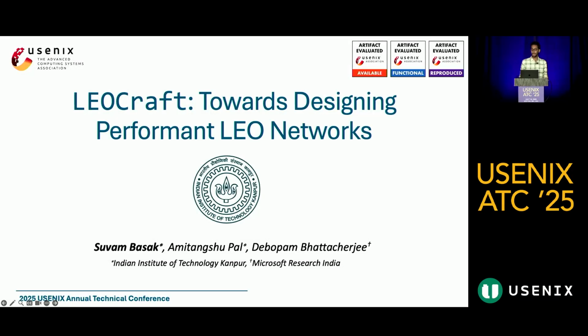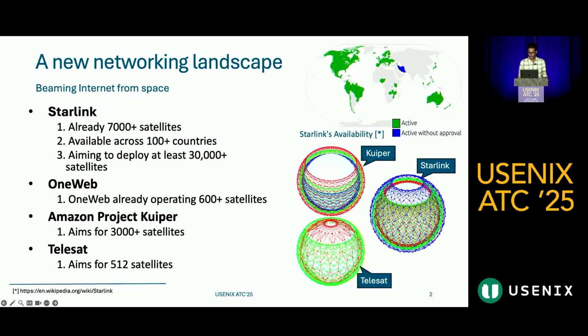Hi everyone, I will talk about LEOCraft. I'm sure that you are aware of low Earth orbit satellites beaming high-speed internet connectivity from space. The most dominating player in this new landscape is Starlink, with 7,000 plus satellites already in orbit offering internet service in 100 plus countries, now entering the Indian market too.